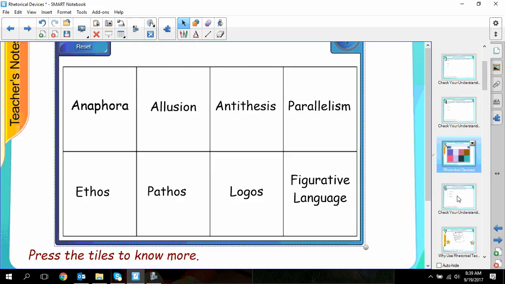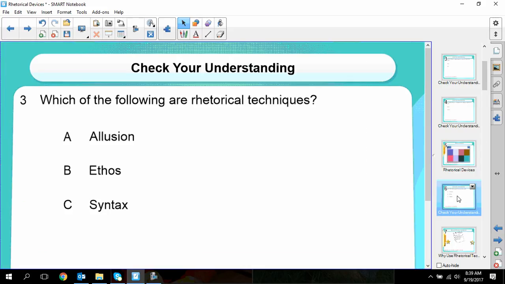All right, so let's move on. Which of the following are rhetorical techniques? Well, you probably saw allusion. And ethos. I cannot find the magic place to... There it is.